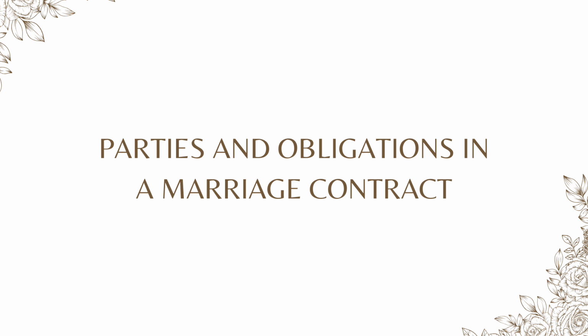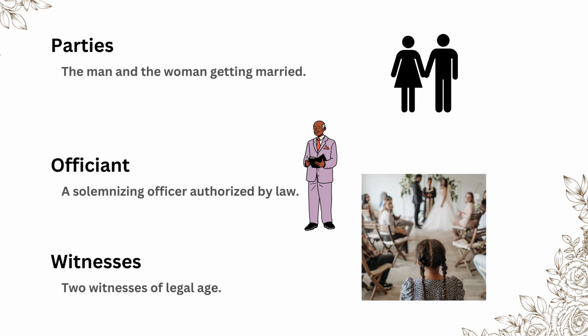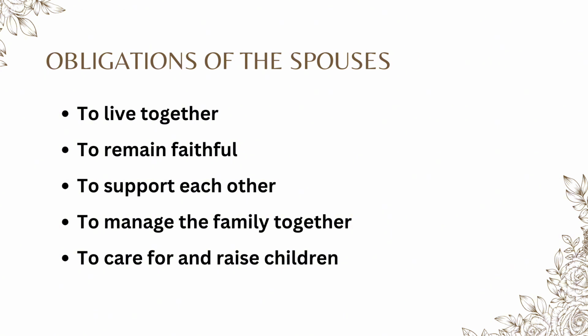The parties involved in a marriage contract include: first, the spouses, the husband and wife; secondly, the solemnizing officer, for example, a judge, priest, pastor, etc.; and lastly, two witnesses of legal age. Obligations of the spouses include living together, mutual love, respect, and fidelity, providing support to each other, cooperating in managing the household and raising children.